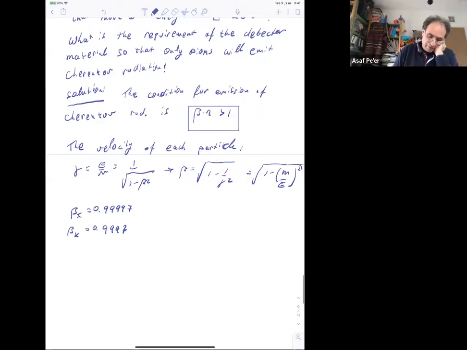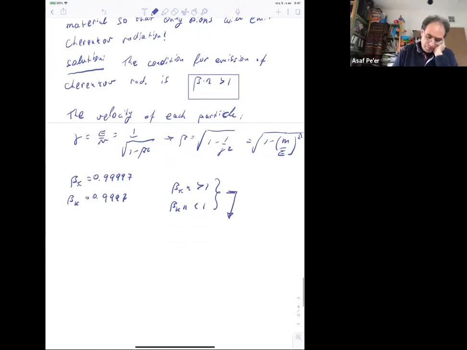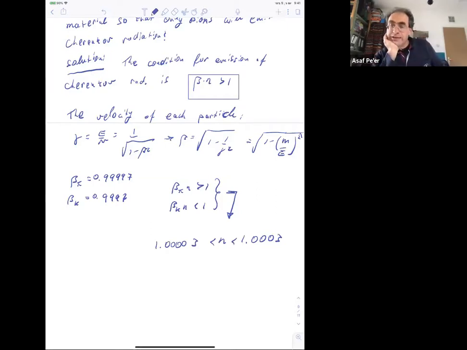And then we have beta pion times n greater than 1 and beta kaon times n smaller than 1. That means it imposes that the index of refraction should be greater than 1.00003, but smaller than 1.0003. You can design a detector to actually see that.